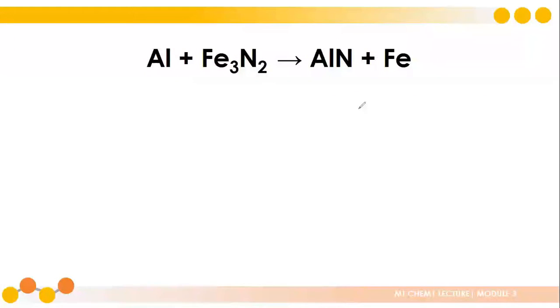So we have here another example of a chemical equation. This will be our last example. We have aluminum plus ferric nitride will produce aluminum nitride and iron.